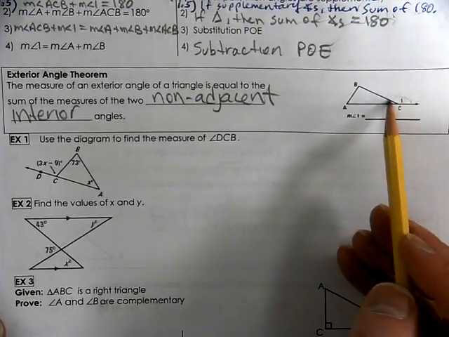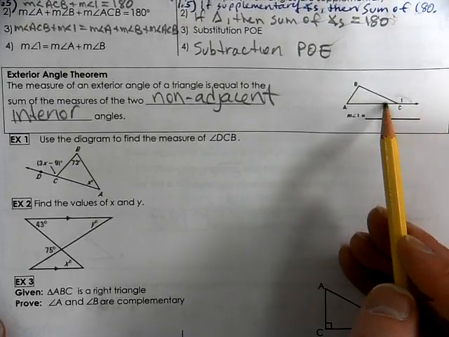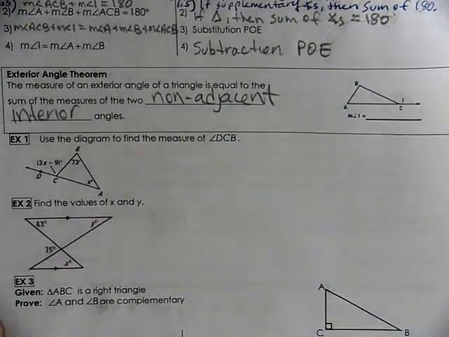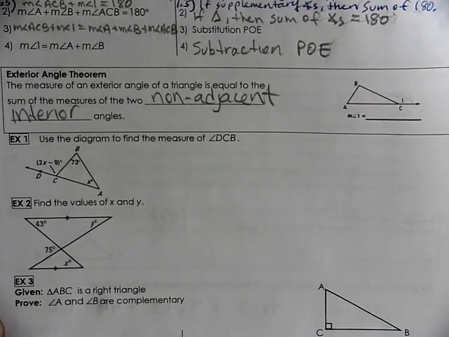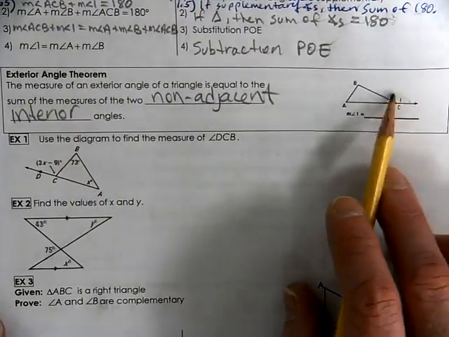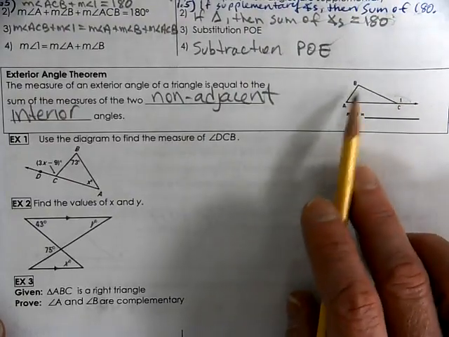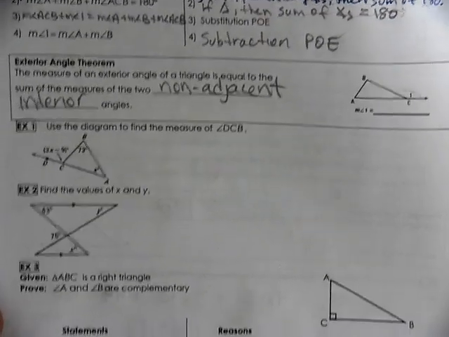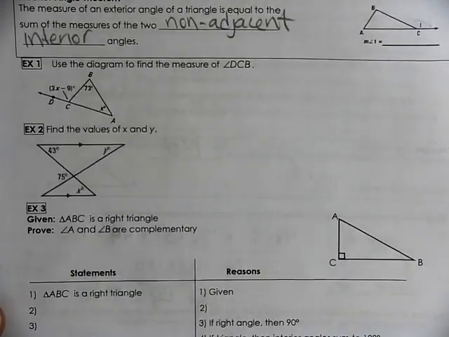Angle 1 does not equal the one next to it. It equals the two other interior angles, the non-adjacent interior angles. Every single time. Any triangle you make, if you extend the side, that exterior angle is going to equal those two over here. So we're going to use that fact to answer these questions.